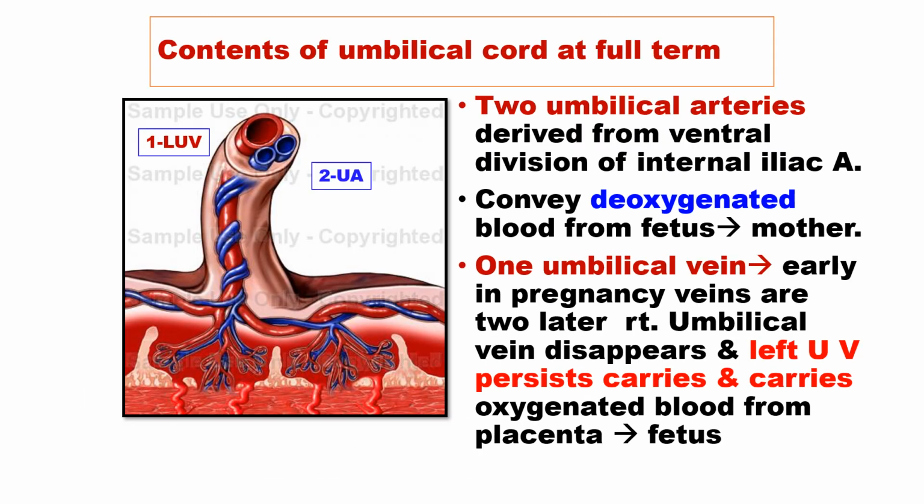So, the contents of the umbilical cord at full term consist of two umbilical arteries, which are derived from the ventral division of the internal iliac artery and convey deoxygenated blood from the fetus to the mother, and one umbilical vein. Early in pregnancy, veins are two. The right umbilical vein disappears and the left umbilical vein persists, carrying oxygenated blood from the placenta to the fetus.